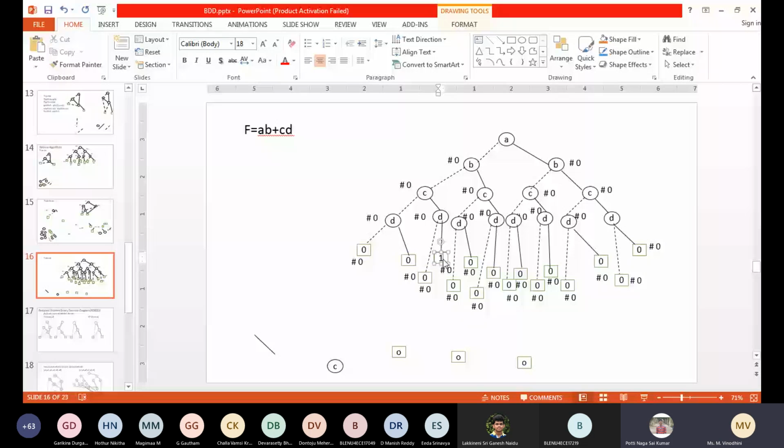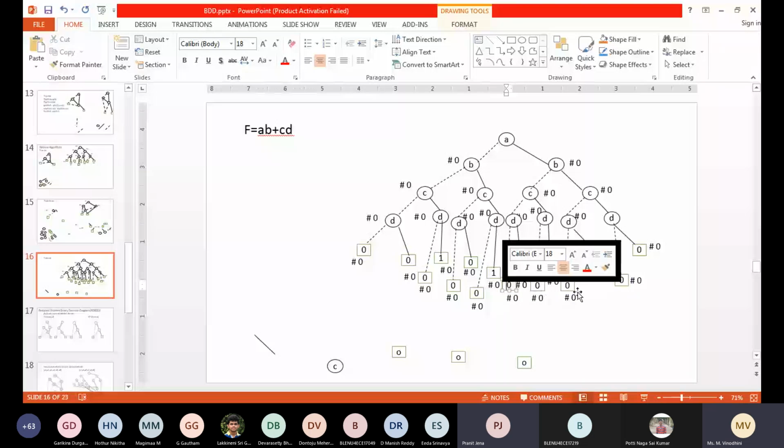Fifth one 0. Sixth one 0. One minute, ma'am, I'm doing. Seventh one 0. Then eighth one 1. Again 0 0 0 1, the same. Then all ones, ma'am. Last one, all four ones. Yes, ma'am. Who's this? Pranit, ma'am. Pranit. Okay, good.